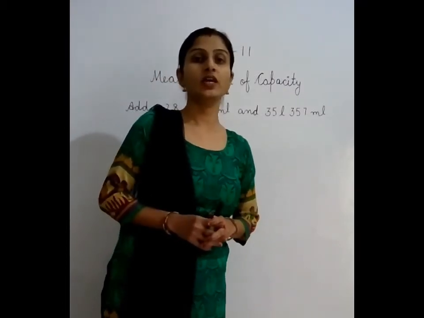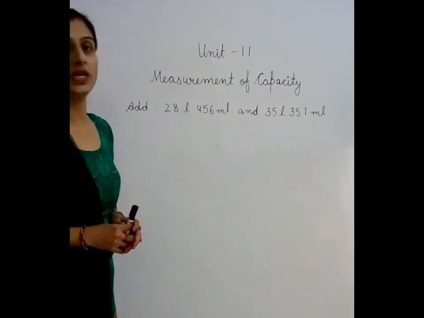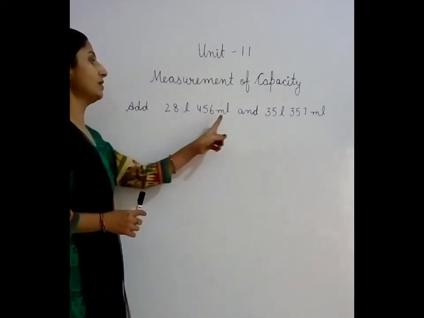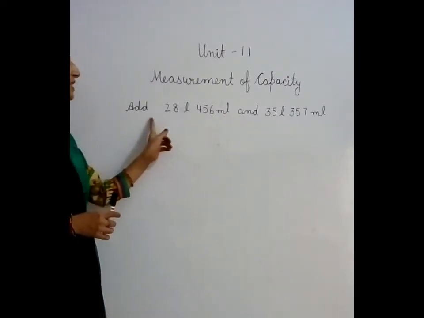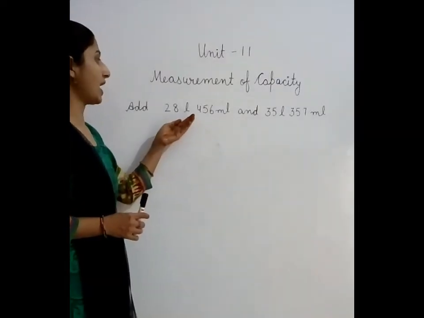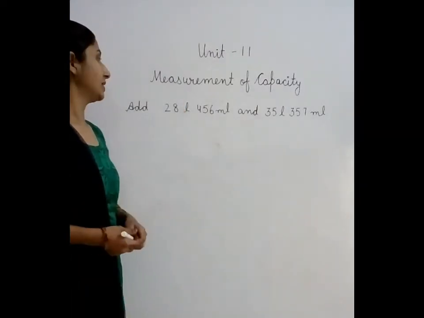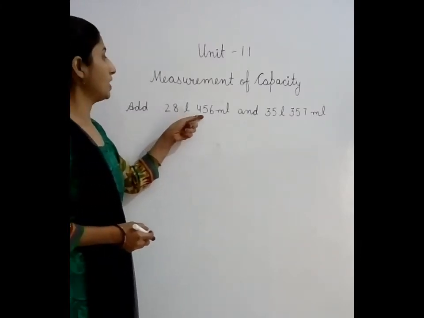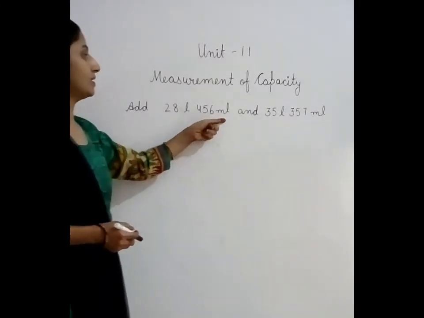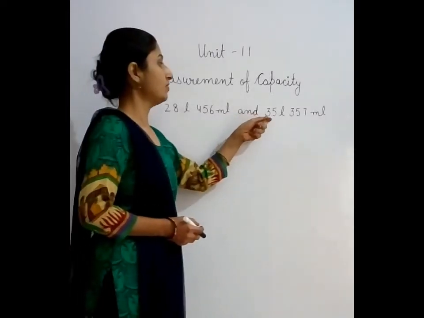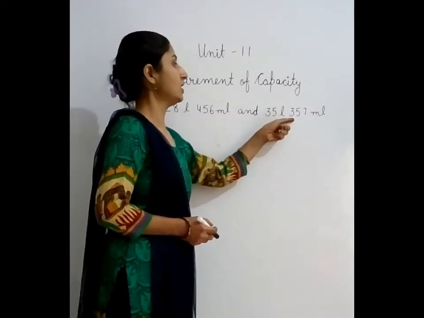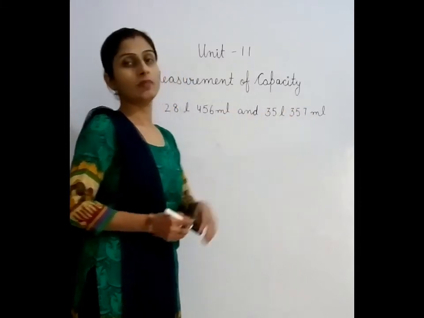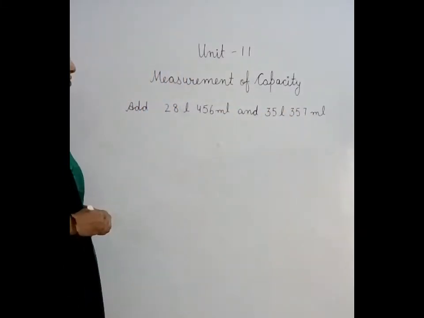Dear kids, today we will learn how we add liter and milliliter. So one example is here. Let's see how we add liter and milliliter. The first one is 28 liter 456 milliliter and 35 liter 357 milliliter. So let's see how we add this one.